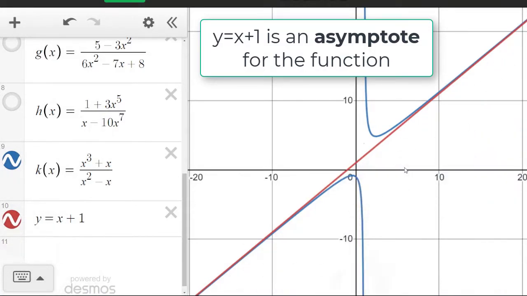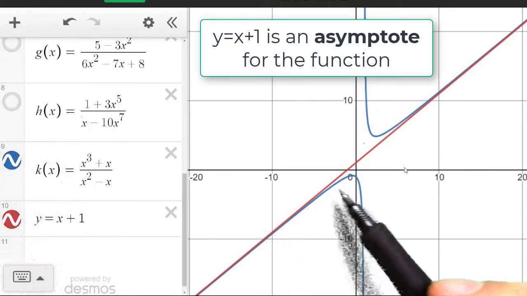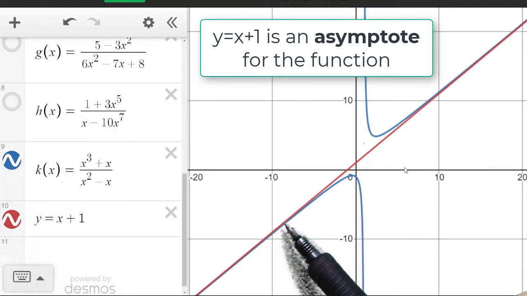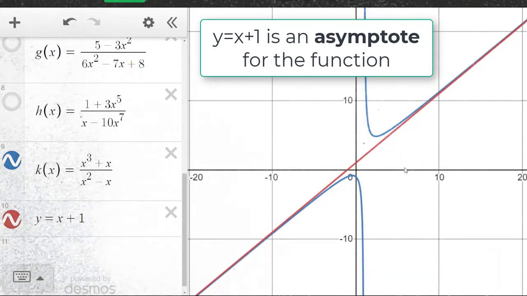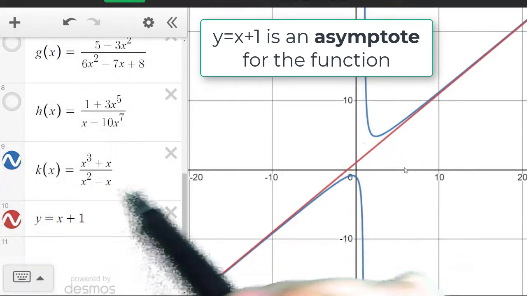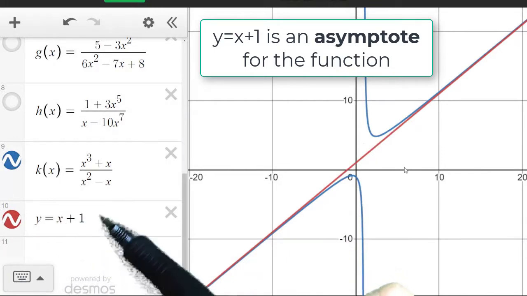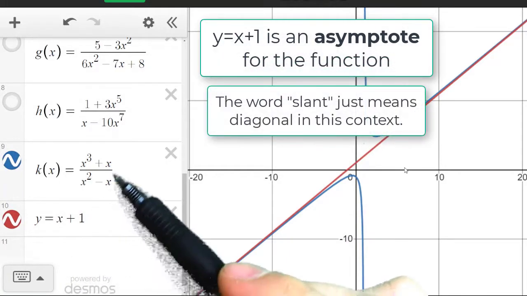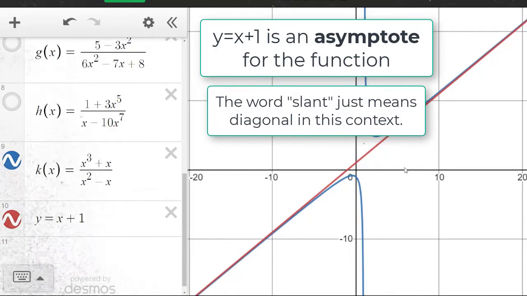An asymptote is a straight line that the graph gets closer and closer to for large values, that the graph approximates. So how would we show that this line is a slant asymptote for this function? Let's go to the paper and see if we can do that. Well, what we were seeing is that the difference between the line and the graph of the function was getting less and less and less. They're approaching each other.